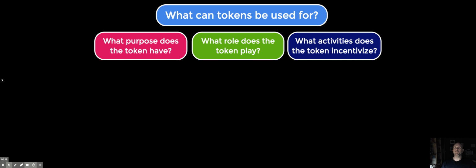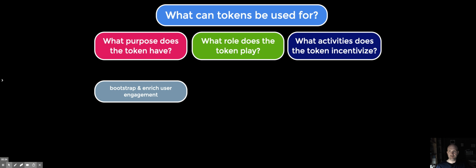What does it want to do? And then you want to know what is the overarching role that this token plays with that particular purpose? And then finally, what are the activities that the token incentivizes, if we think of tokens as incentives.